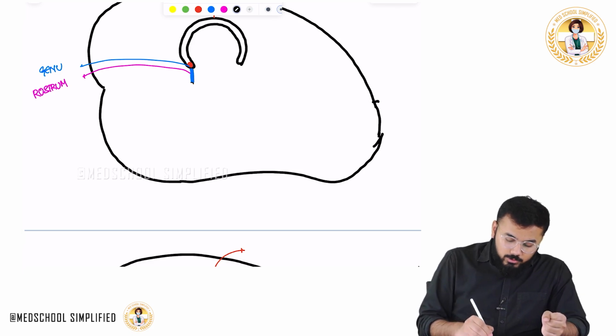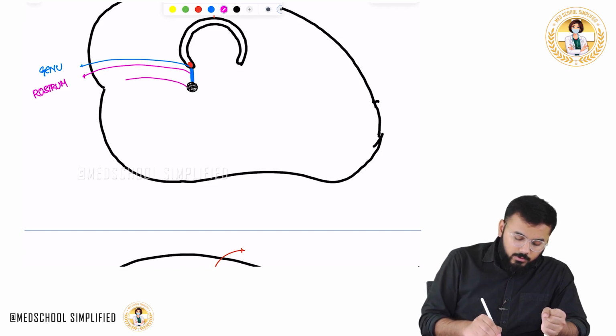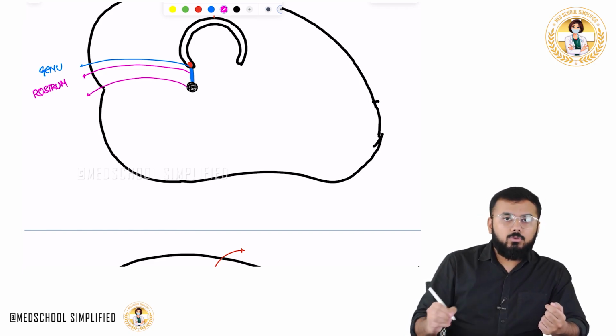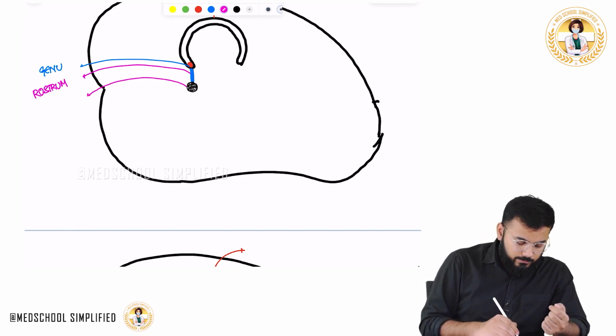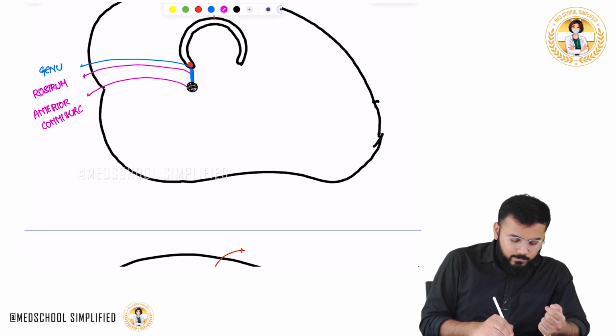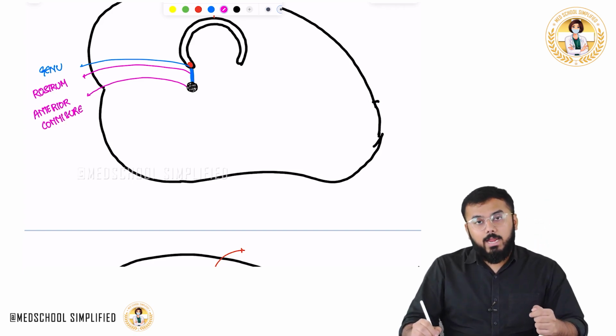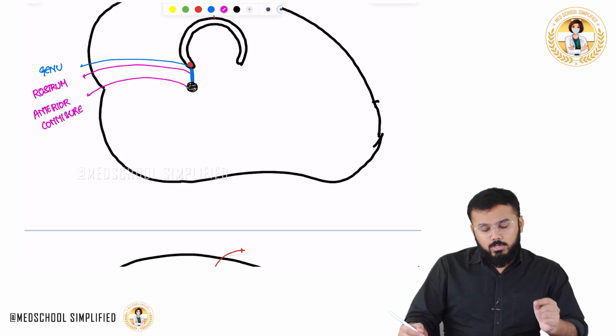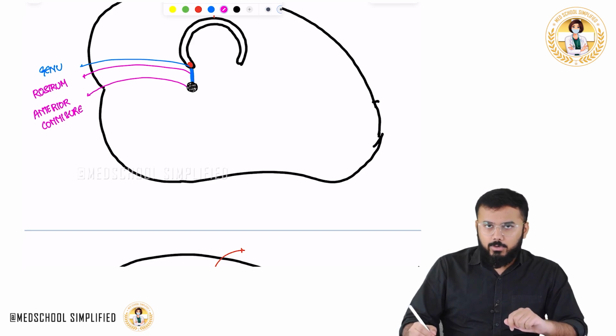Just in front of the rostrum, you have got one more structure like this. Okay, you see this structure? This structure which is located in front of the rostrum is called as your anterior commissure. What is this called as? You call this particular one as anterior commissure. Right, after the anterior commissure you have got posterior commissure also. I will tell you where this posterior commissure is located.